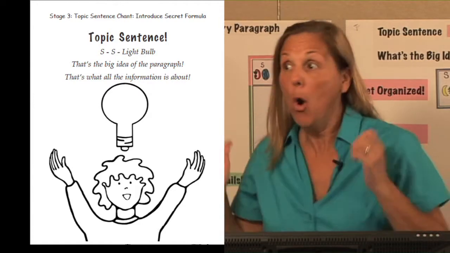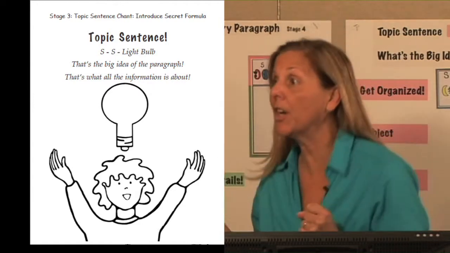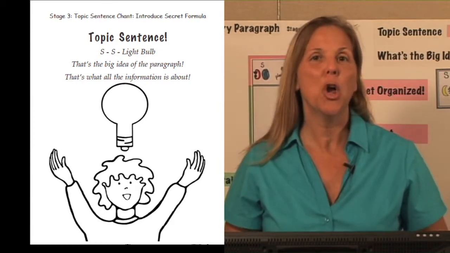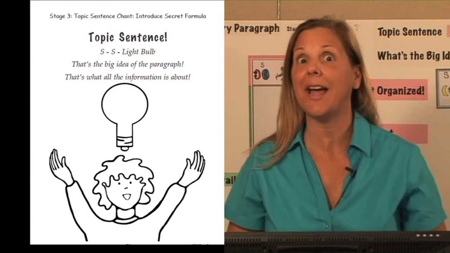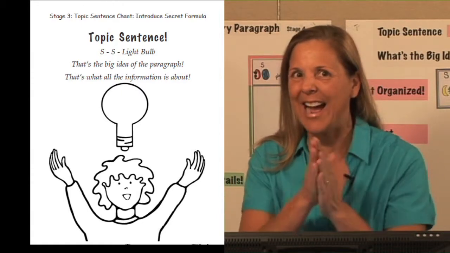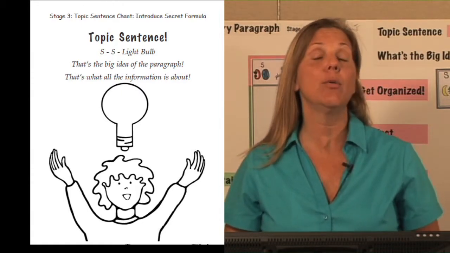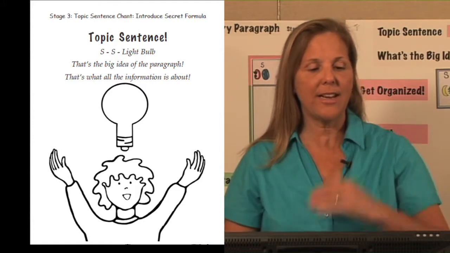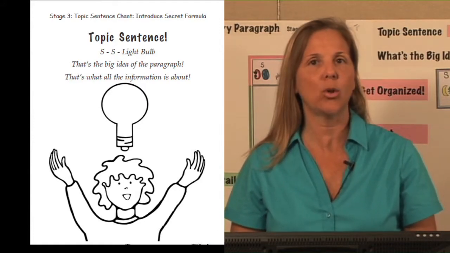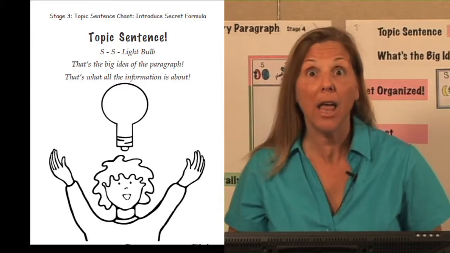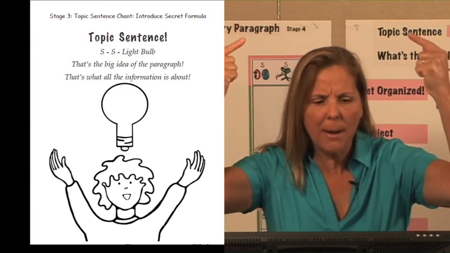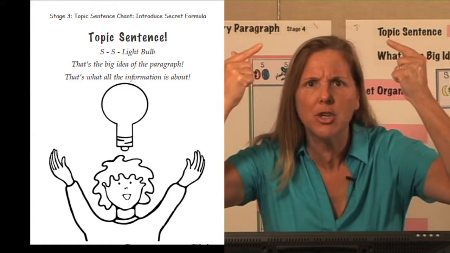Turn to your buddy and say, we're going to learn how to write paragraphs. Ready? We're going to learn how to write paragraphs. That's right. Once we know how to write topic sentences, then we're going to move on and learn how to write a whole paragraph. So, first thing we have to learn how to do is write a topic sentence. Let's find out what a topic sentence is again. Let's say our whole chant. Ready, everyone? Go. Topic sentence, SS light bulb. That's the big idea of a paragraph. That's what all the information is about.